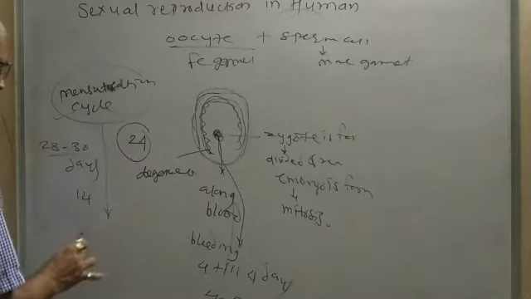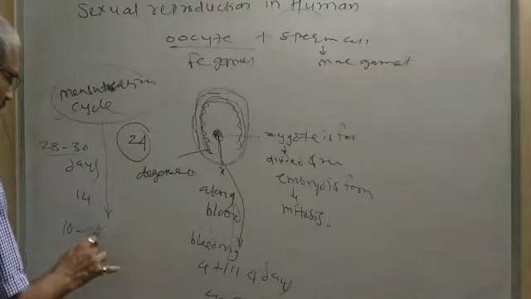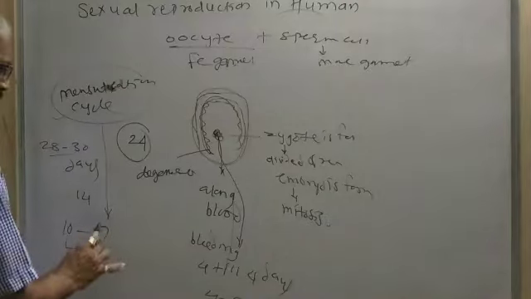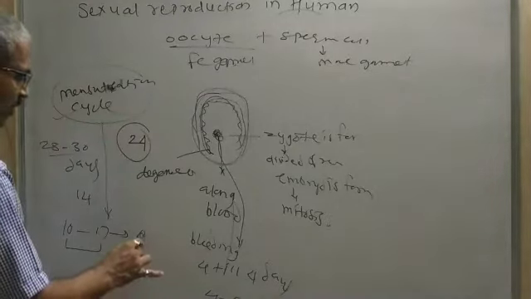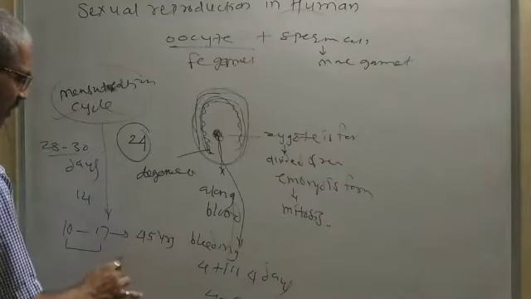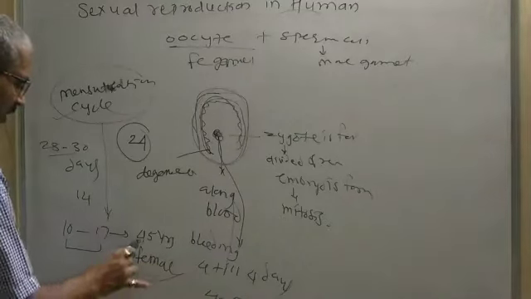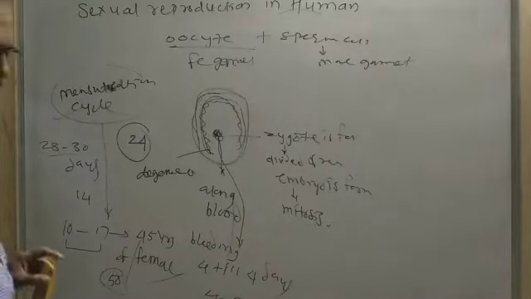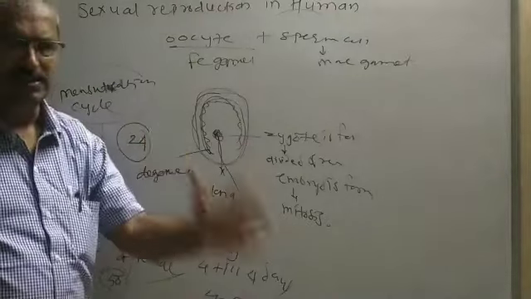And this menstruation cycle starts at the age of 10 to 17, means any year from 10 years to 17 years, and it continues till the age of 45 years of the female. Sometimes this period can extend up till 50 years. It is variable.